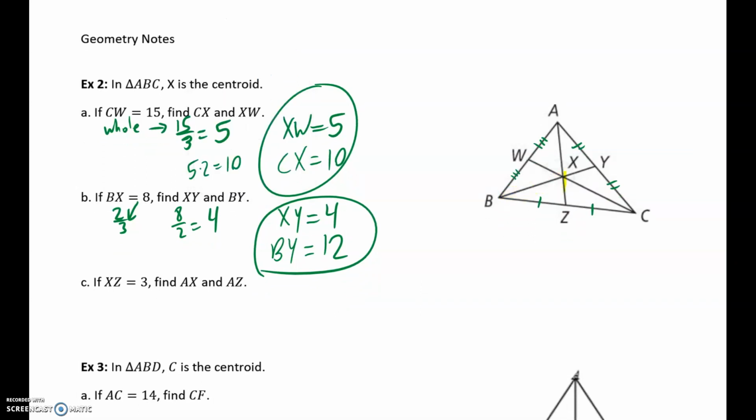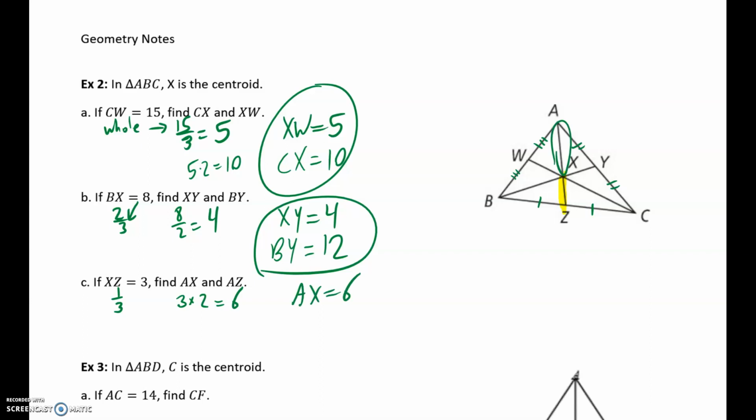So XZ is 3. That's this guy. Is that the whole thing, the 1/3, or the 2/3 part? That's very clearly the 1/3 part, right? Because it's from the centroid to the side. And you're going to multiply it by 2 to get the whole, to get the 2/3 part, right? So AX is the 2/3 part.